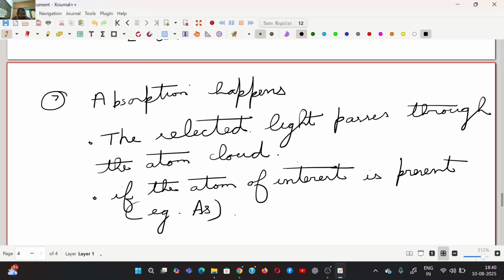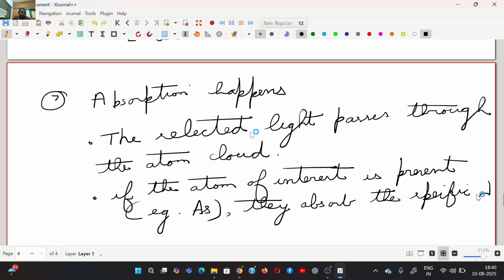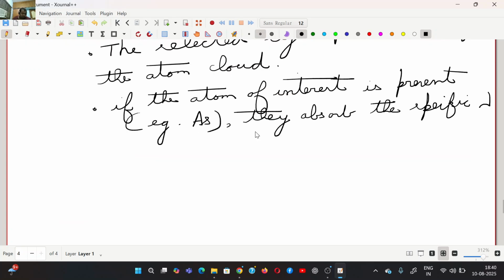Say arsenic. They absorb the specific wavelength that is of arsenic. This reduces the intensity of light, and the remaining light passes to the detector.